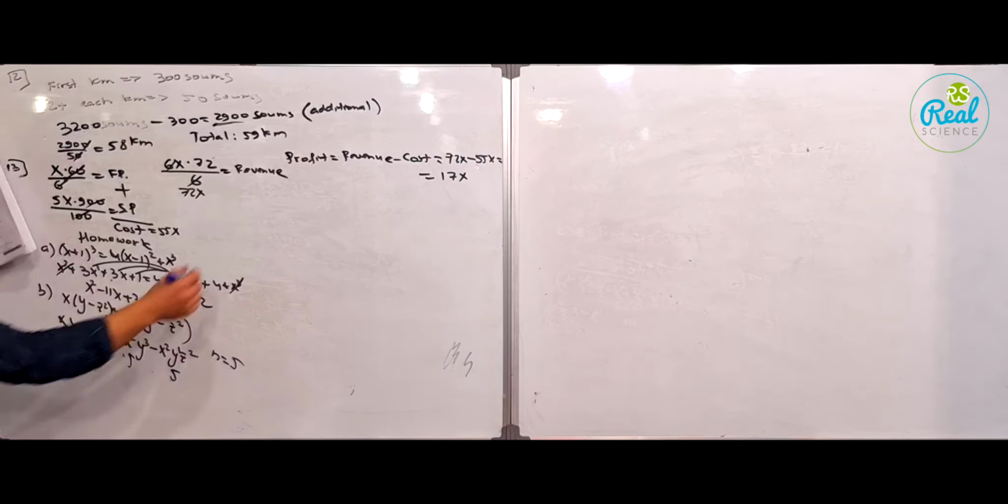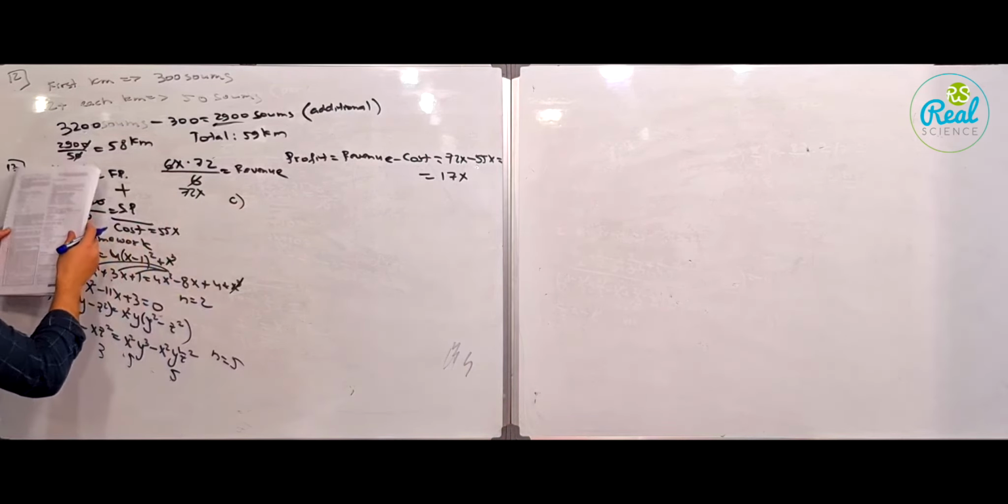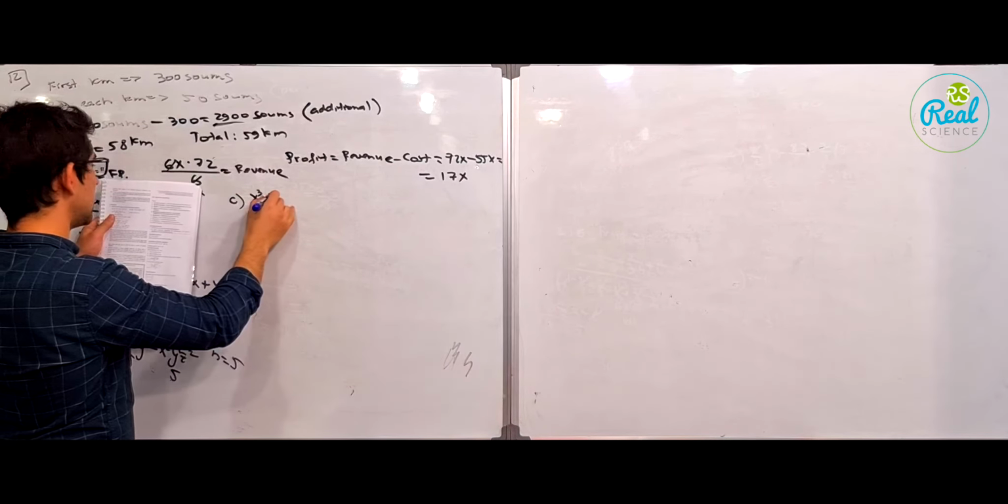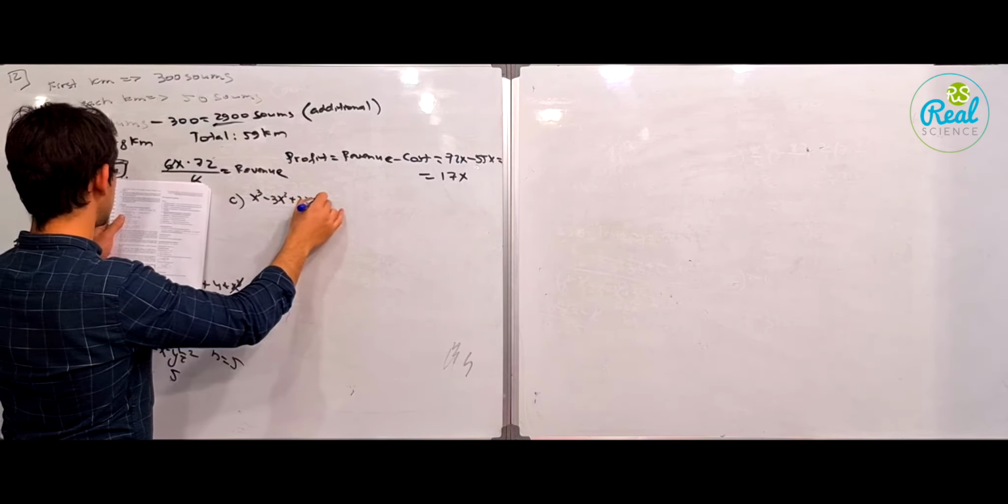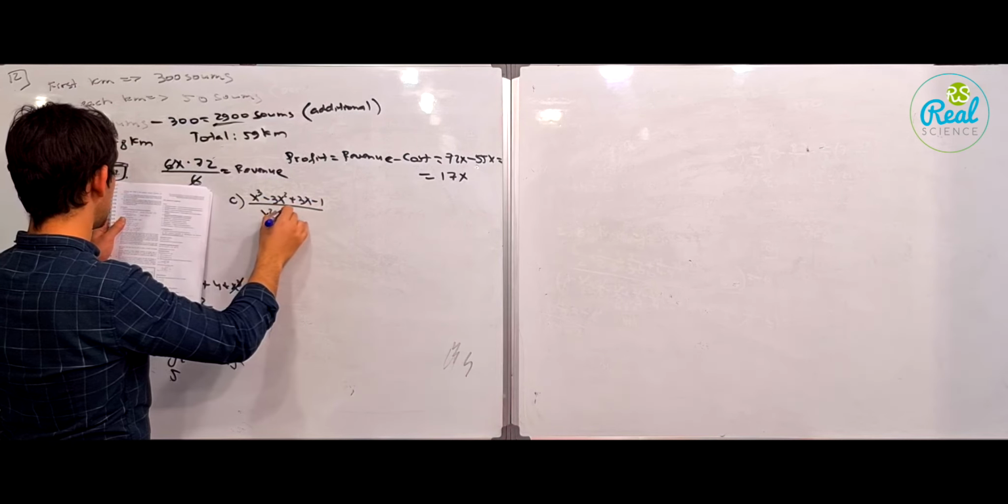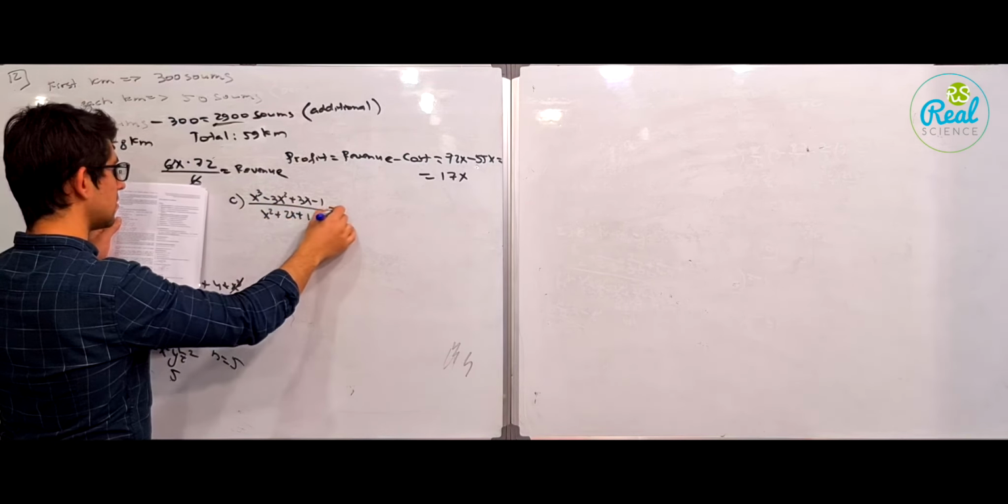Let's turn to part C. x cubed minus 3x squared plus 3x minus 1 over x squared plus 2x plus 1 equals 0.